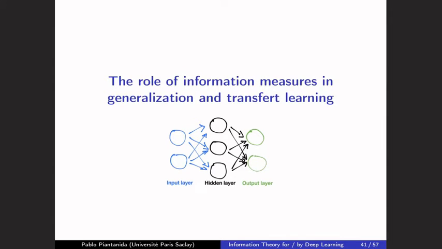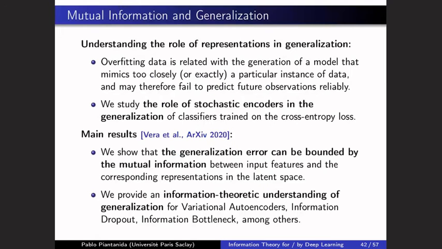Now let me move to something slightly different. It's a bit more technical. It is related to the role of information measures in the generalization capabilities of learning algorithms, and the role of information measures in transfer learning in particular. The first problem that we're looking at is how information measures are related to the representation and to the generalization capabilities of representation learning models.